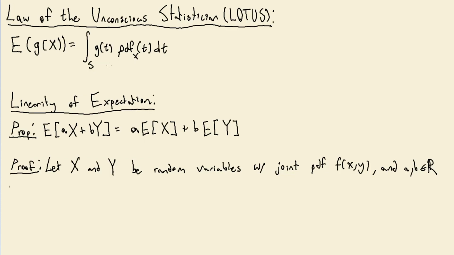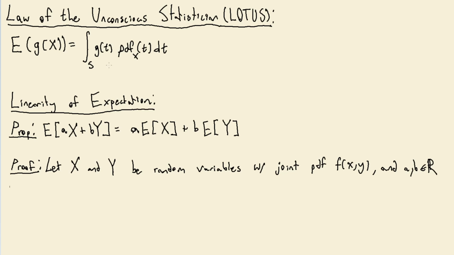Alright, so in order to derive these moment-generating functions, we're going to need two tools in our toolbox. The first is the law of the unconscious statistician, which is very commonly abbreviated as LOTUS. This rule tells us that the expected value of some function applied to a random variable is just going to be given by integrating over all values in the support for that random variable.